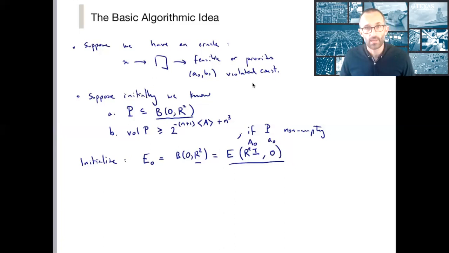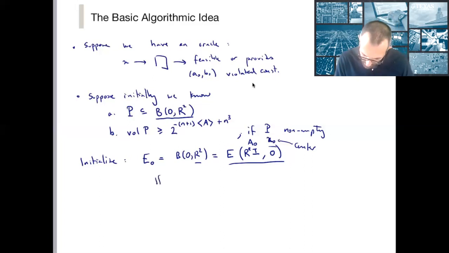So we initialize with an ellipsoid that we're guaranteed contains our ball, and let me write this as x0, and we take the center. This is the center point. We take the center point and we feed it to our oracle and say, is this feasible? If the answer is yes, then we're done. We've solved our problem. We've found a feasible point.